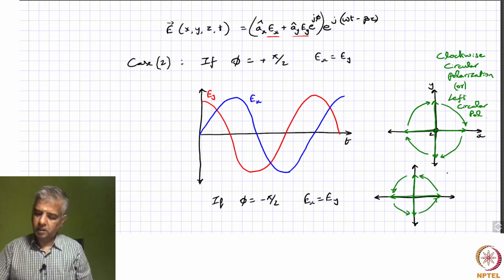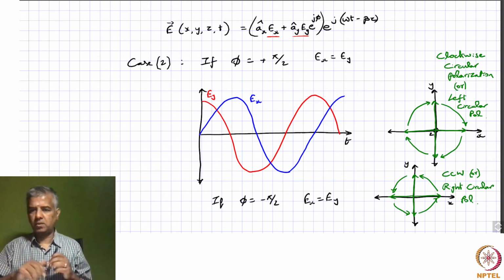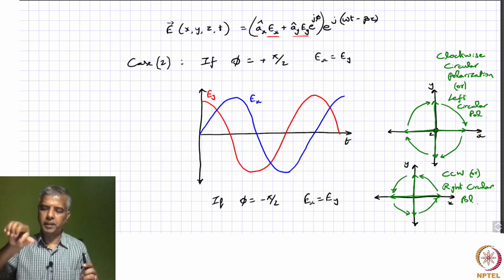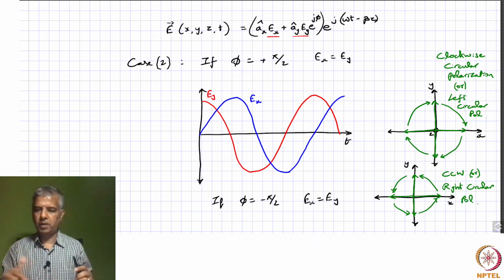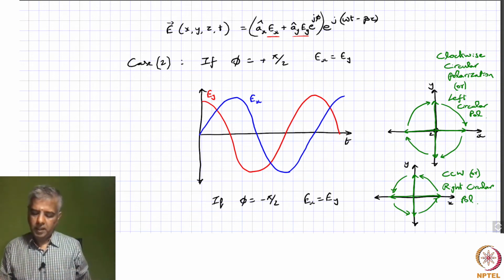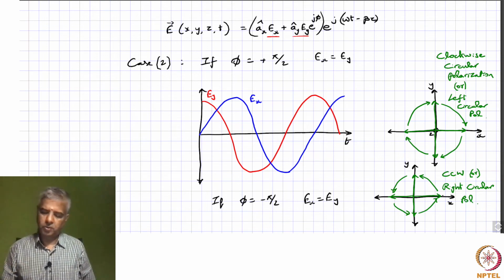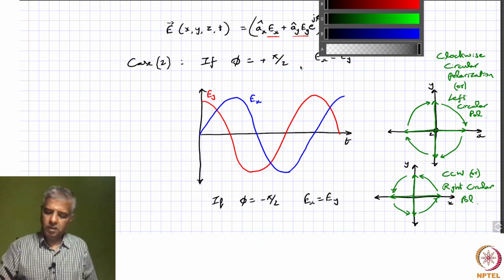So, this is called counterclockwise polarization, or in other words, it is also called right circular polarization, because what we are using in this case is your right hand. You have your thumb pointing along the direction of propagation, and you are using your right hand to describe the evolution of the polarization, right. So, this is called right circular polarization.